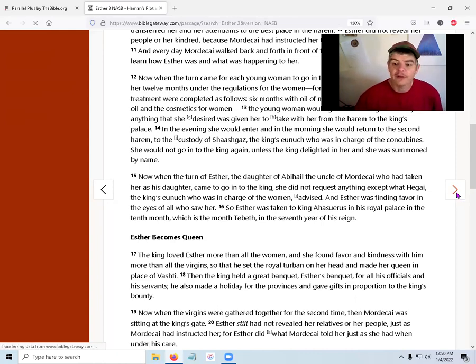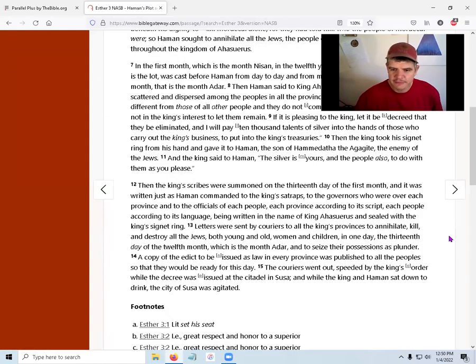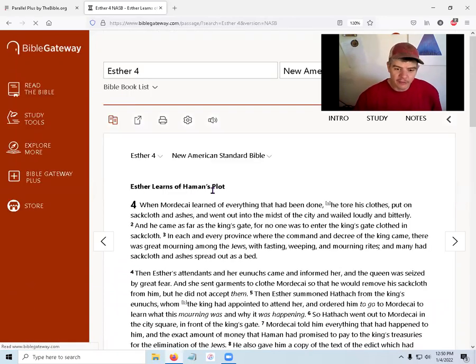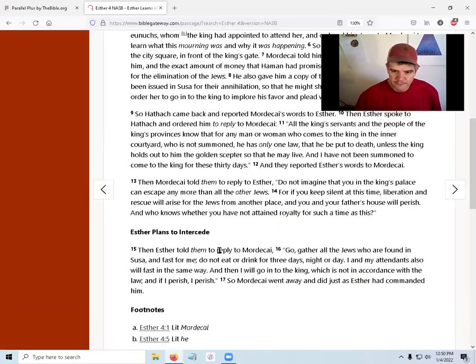Okay, let's see. One more thing real quick. Haman's plot against the Jews. Okay, yeah. Haman is a bad guy. Esther learns of Haman's plot. Okay. Esther plans to, okay. Esther replied to Mordecai, go gather all the Jews who are found in Susa, fast for me. She's going, remember, Haman is plotting against the Jews. Do not eat or drink for 3 days, said Esther. Night or day. Don't be drinking, fast. I and my attendants will also fast in the same way. And then I will go into the king, which is not in accordance with the law. She's going to go into the king, and that's against the law.